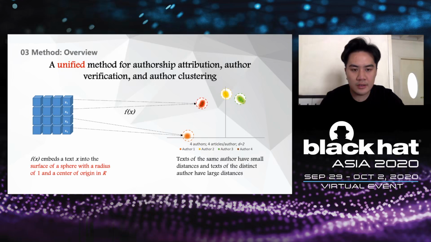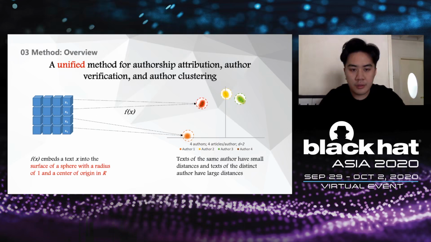You can see here there are 4 authors and each of them has 4 articles. Texts of the same author have shorter distance, and vice versa. In the graph, 16 articles are projected to the space. X1 and X2 are embedded to those red dots. Since they are located together, we suppose they are written by the same author.